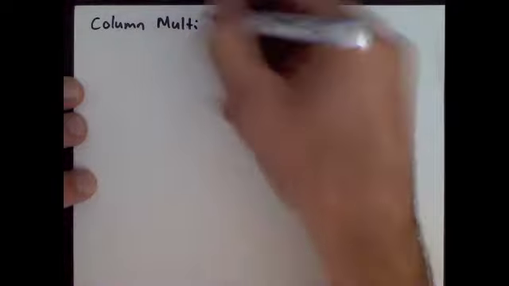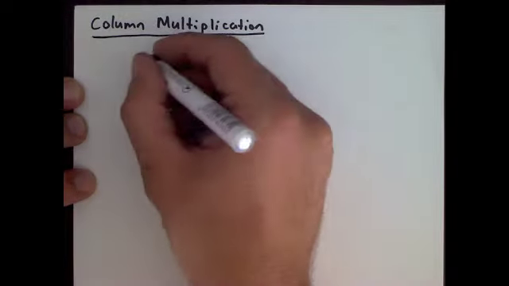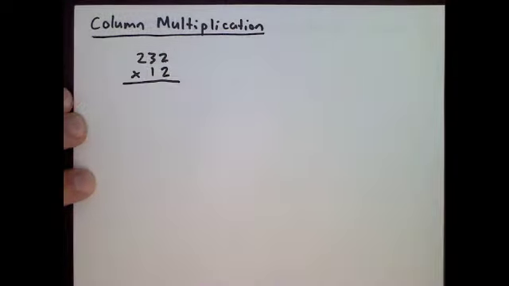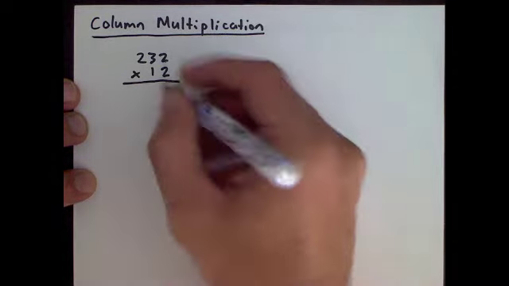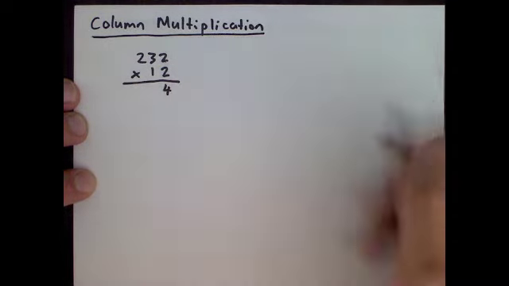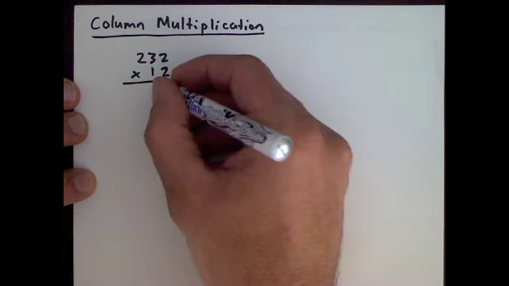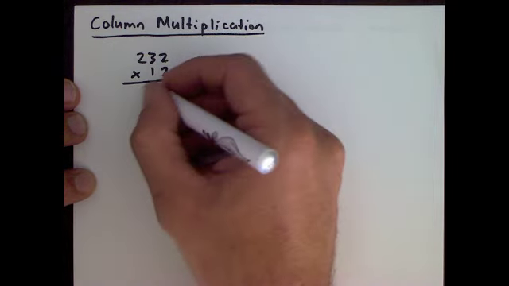Alright, so we'll look at some column multiplication before we start looking at some of the decimal multiplication. So we've got 232 times 12. So the first thing we do is we go 2 times 2, gives us 4. We then take the 2, multiply it by the 3, gives us 6. And then 2 times 2 gives us 4.